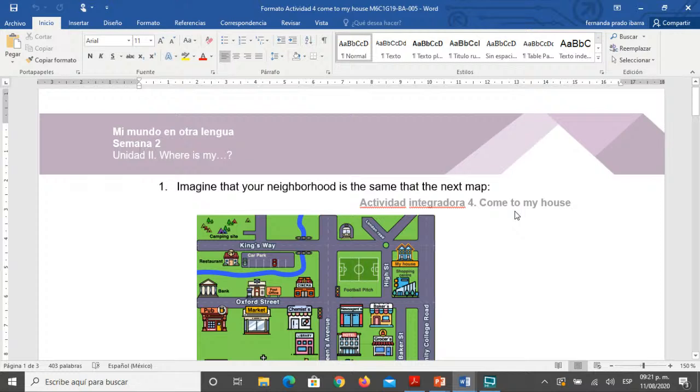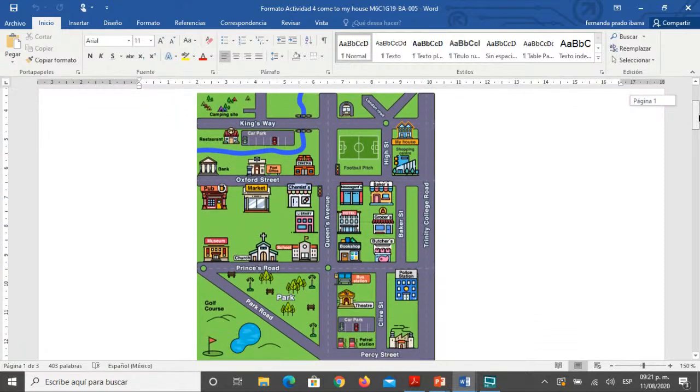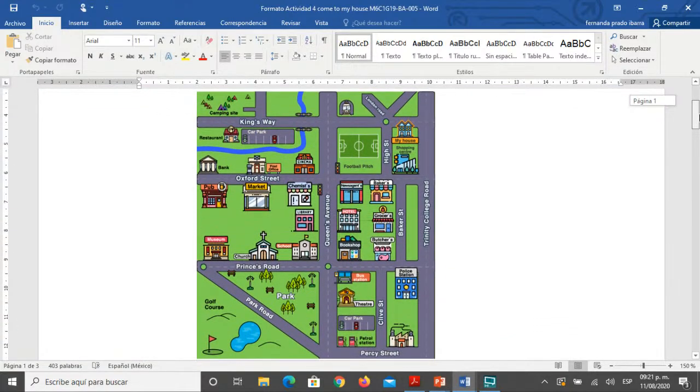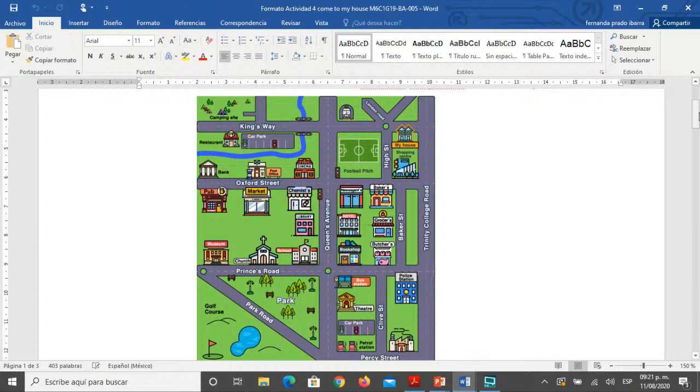Okay, so the second integrative activity of this second week is called Come to My House. We're going to imagine that this is our neighborhood, and we have to explain to someone how to get from one place to another. That's why we have here a map of our imaginary neighborhood, okay? So please check it out.